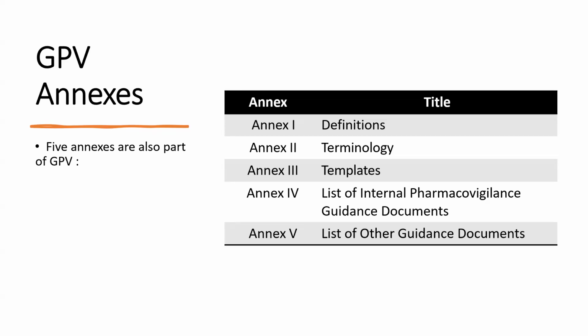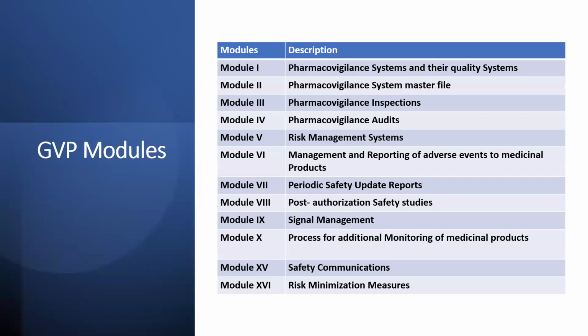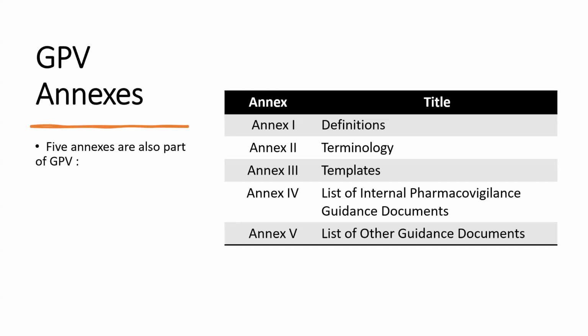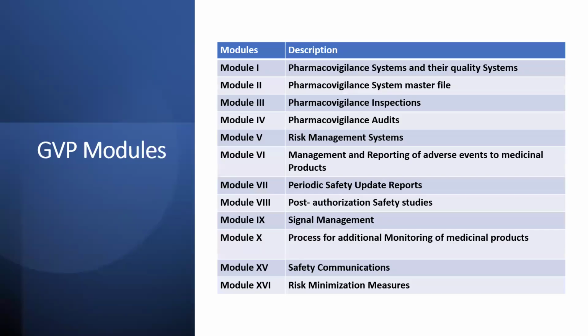Because these are also key documents in the EU region, along with the main GVP modules, which were in the previous slide. There are some annexes, and those annexes also have a list of their internal guidance documents. So we have to go through those as well once, and each module has these annexes. The internal pharmacovigilance guidance documents are nothing but certain cross-reference documents, which need to be gone through while working on these modules.